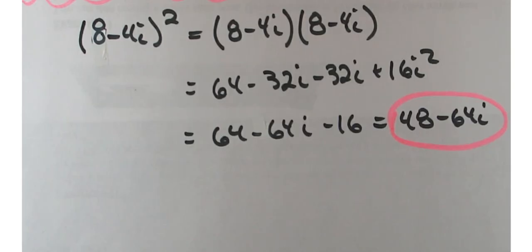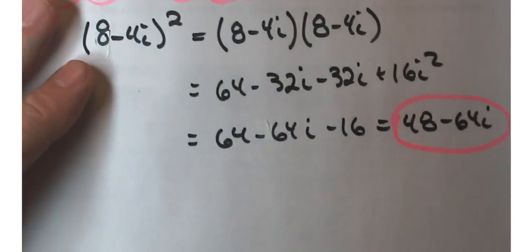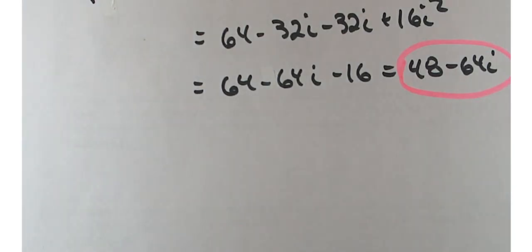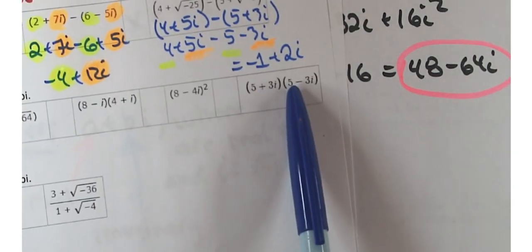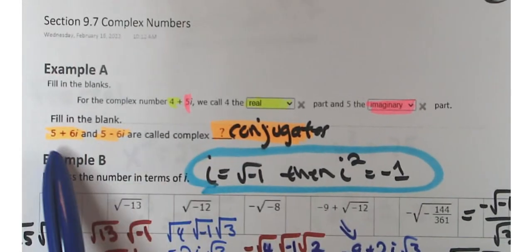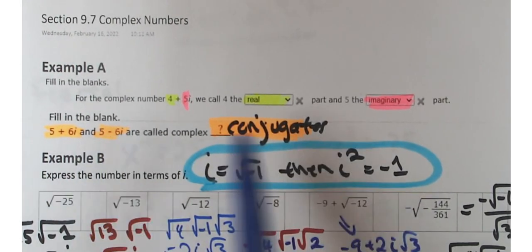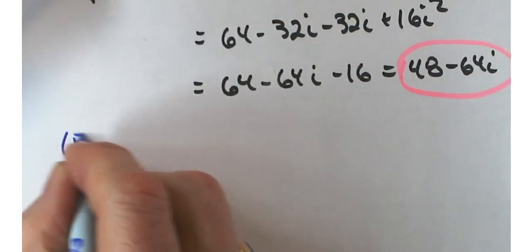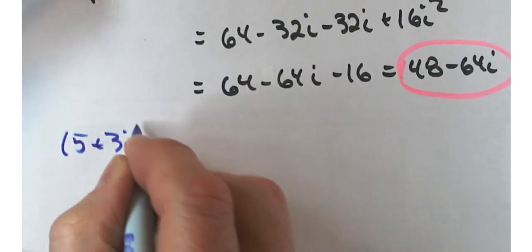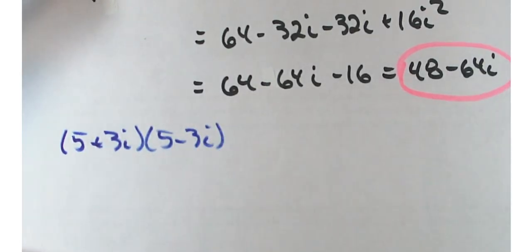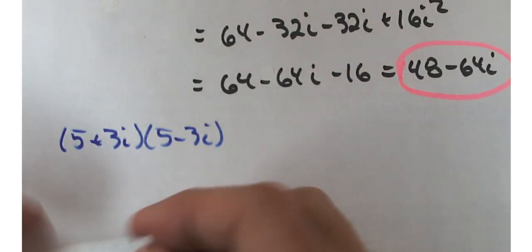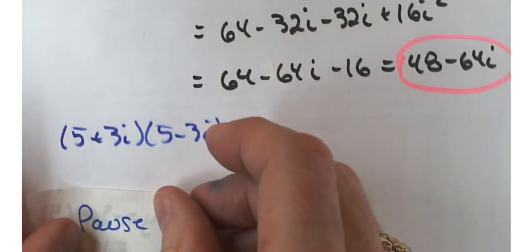Nailed it. Now, there's one other problem that is kind of interesting in this set, for example, D, and it's when you multiply conjugates here. Remember, that's what I said about these terms up here, 5 plus 6i, 5 minus 6i. I call them conjugates. Let's multiply conjugates down here. So 5 plus 3i times 5 minus 3i. So those are conjugates. Multiply those together, and you should see something interesting happen. We're going to have to take note of that little interesting thing that happens there.